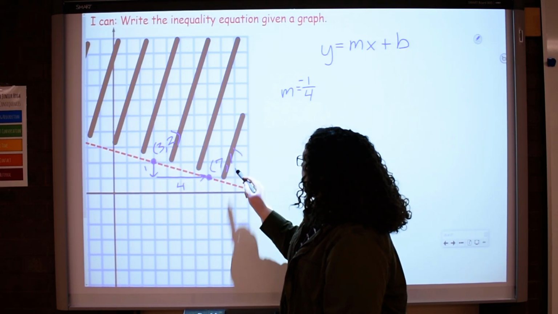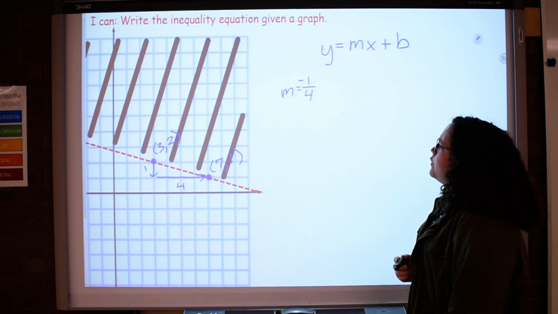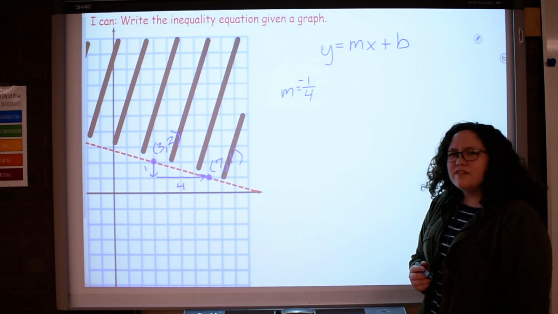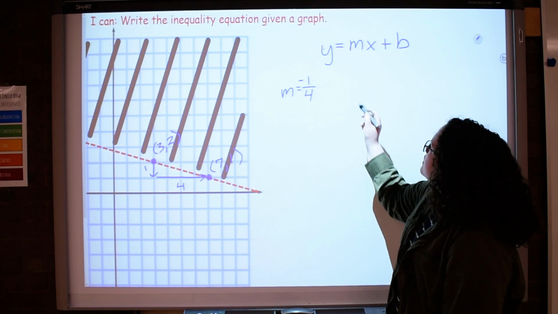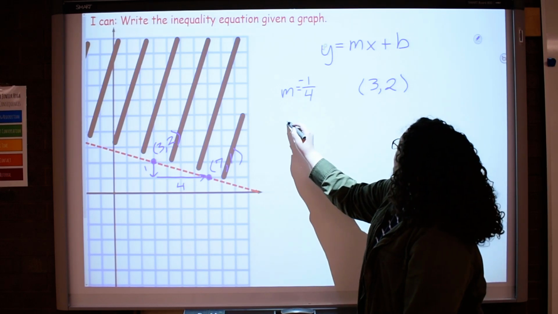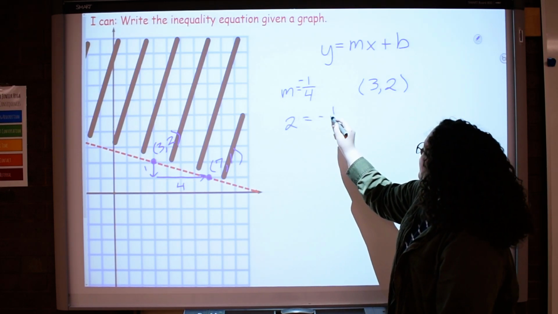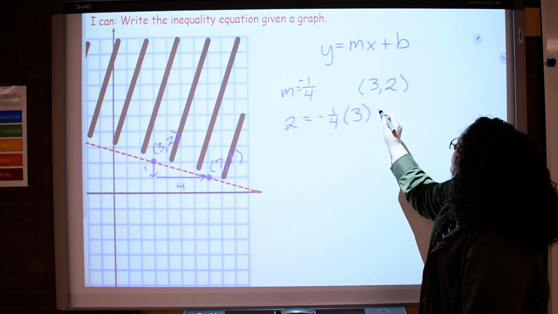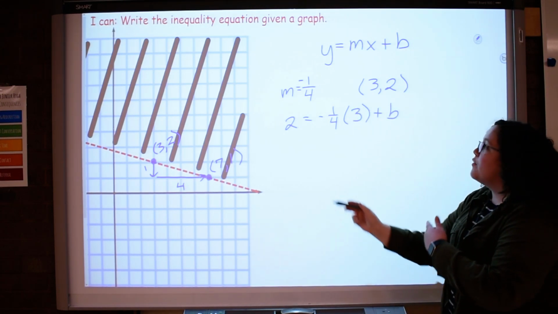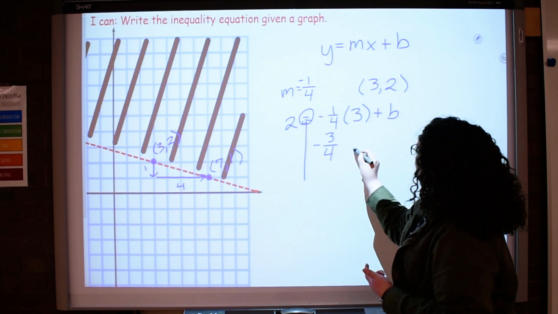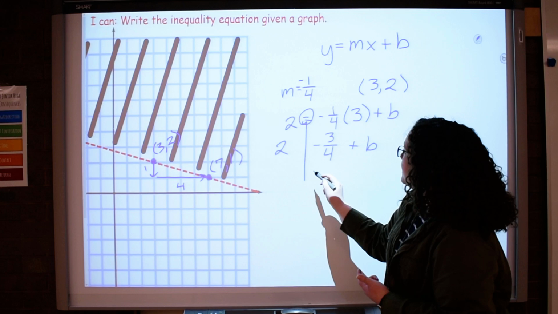All right, which one should we pick? Well, neither one is particularly easy compared to the other, so let's just pick (3, 2). So we're going to use (3, 2). So 2 equals negative 1/4, and then instead of x, I'm going to put 3, plus b. Let's solve for this and get what our b is. Negative 3/4 plus b. I got my 2 here.